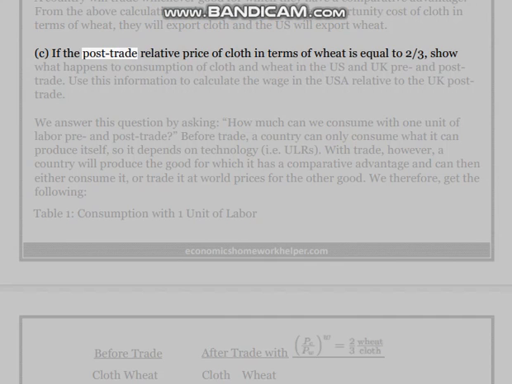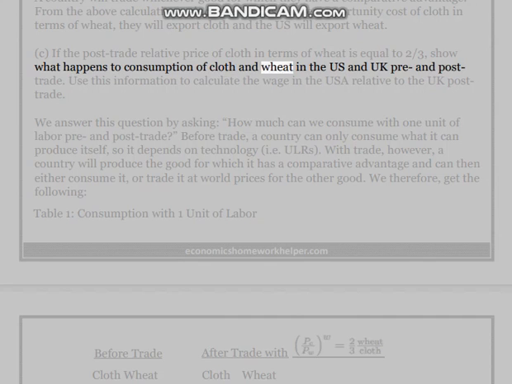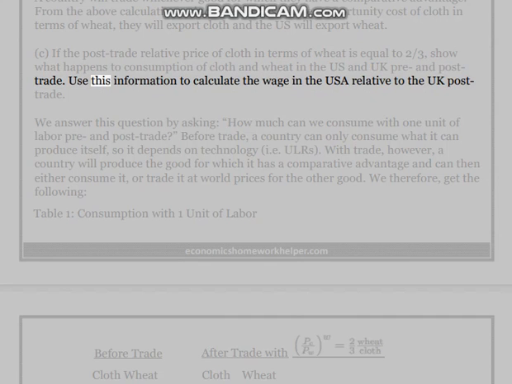C. If the post-trade relative price of cloth in terms of wheat is equal to 2/3, show what happens to consumption of cloth and wheat in the US and UK pre- and post-trade. Use this information to calculate the wage in the USA relative to the UK post-trade.